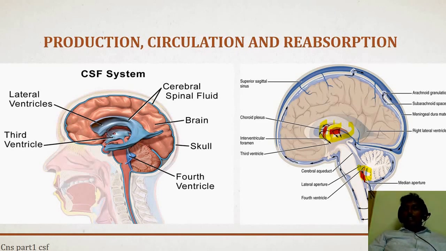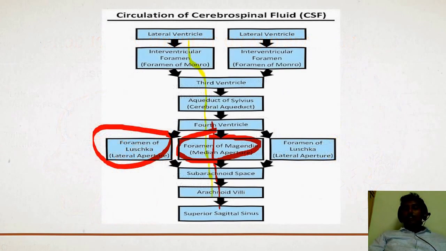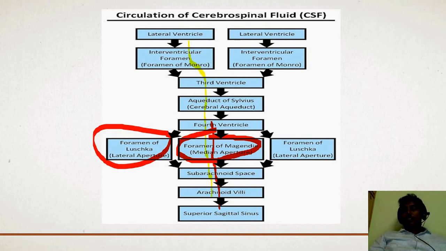So this gets circulated, as I said, from the lateral ventricle through the interventricular foramen to the third ventricle, from the aqueduct of Sylvius to the fourth ventricle, from the fourth ventricle through the foramen of Magendie to the subarachnoid space, and in the subarachnoid space, it gets absorbed by the arachnoid villi that are present in the superior sagittal sinus. So the production is by the choroid plexuses, and the absorption is by the arachnoid villi.